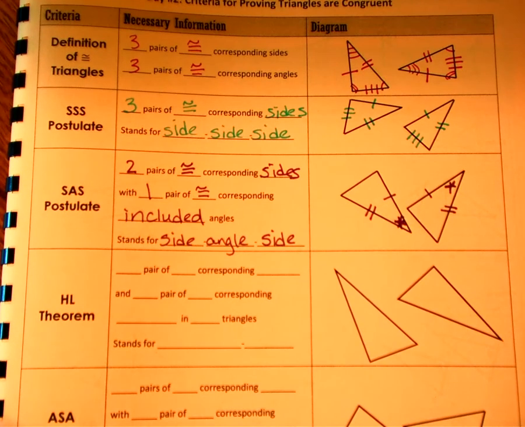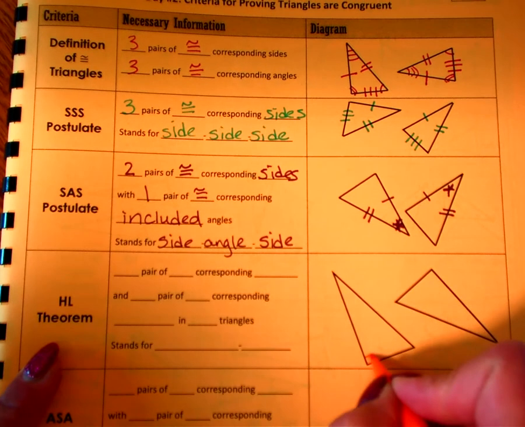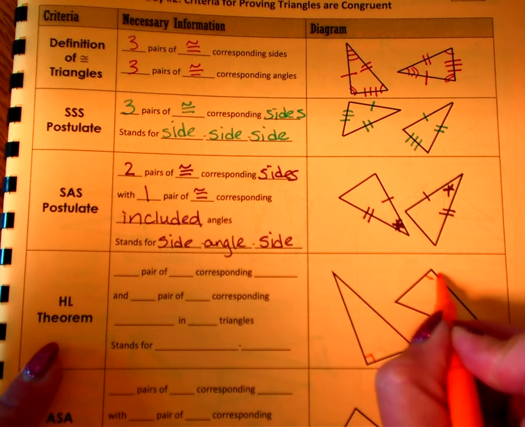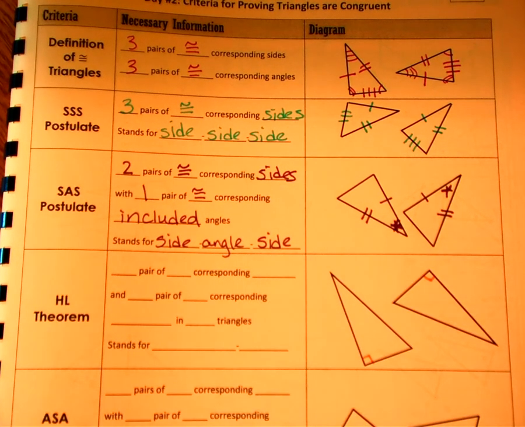Okay. HL theorem. This one's a little bit different. So let's see if we can work on that here. HL happens when you have a right angle. So let's put the right angle mark in here. The little box says that that's a right angle then.